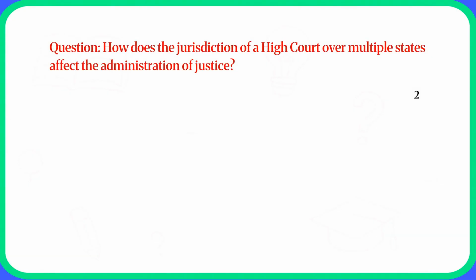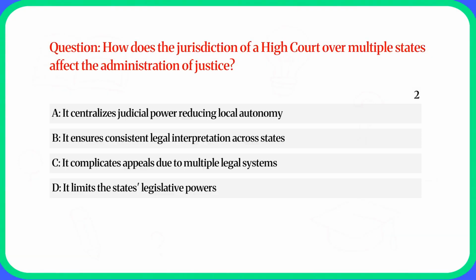Question: how does the jurisdiction of a high court over multiple states affect the administration of justice? Answer: B. It ensures consistent legal interpretation across states.